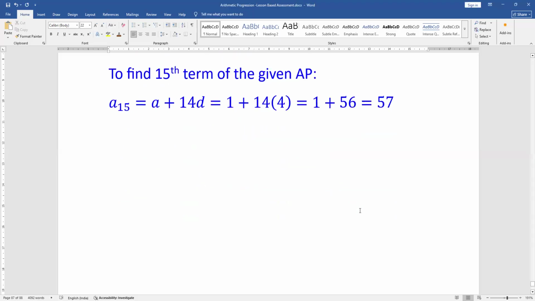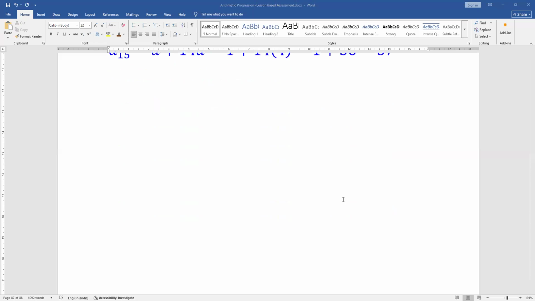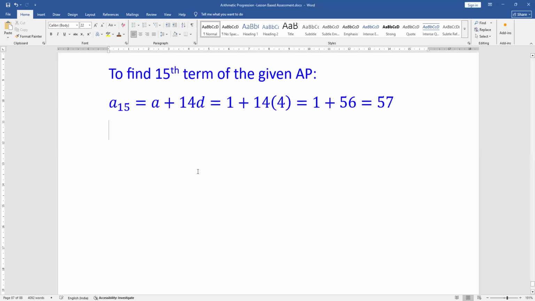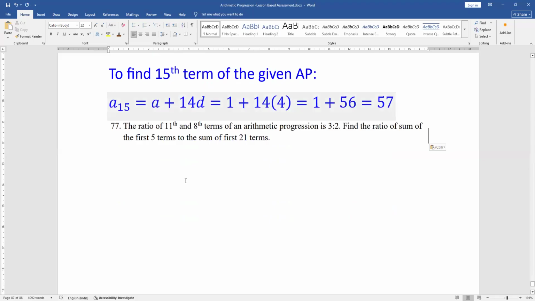Okay. So now I move on to the next question. Problem number 77. The ratio of 11th and 8th terms of an arithmetic progression is 3 is to 2. Find the ratio of the sum of the first 5 terms to the sum of first 21 terms. See, all these questions are tricky questions. All these are present in the last part of this lesson-based assessment. So kindly concentrate, and practice is a must.